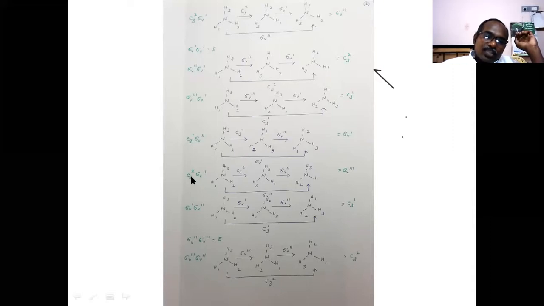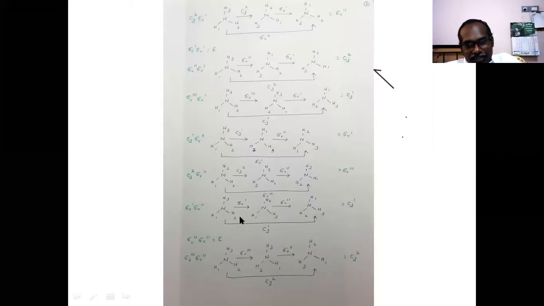Therefore, C3 twice and sigma V double dash will combine to result in one single operation, sigma V triple dash. So look at this one, sigma V dash, sigma V double dash. What is sigma V dash? It passes through NH1 in the original molecule. Therefore, H1 remains in its own place, H3 and 2 are interchanged. And again, over this, sigma V double dash is operated.